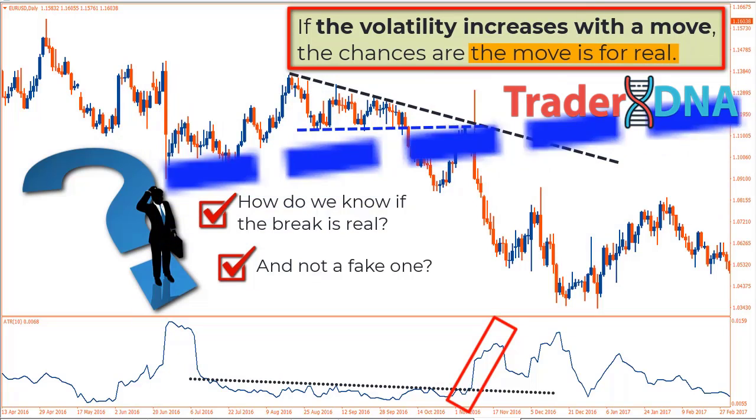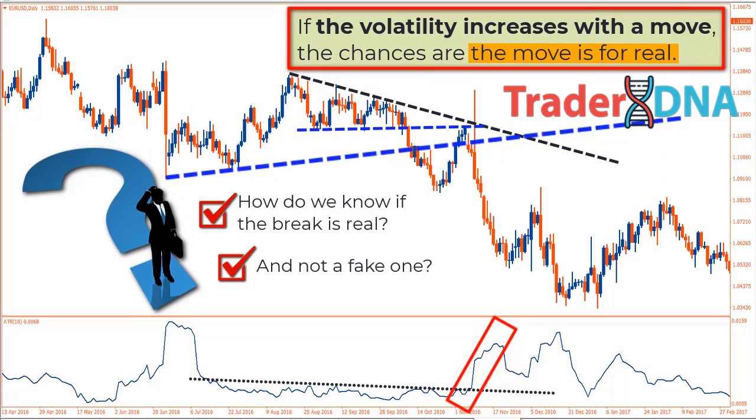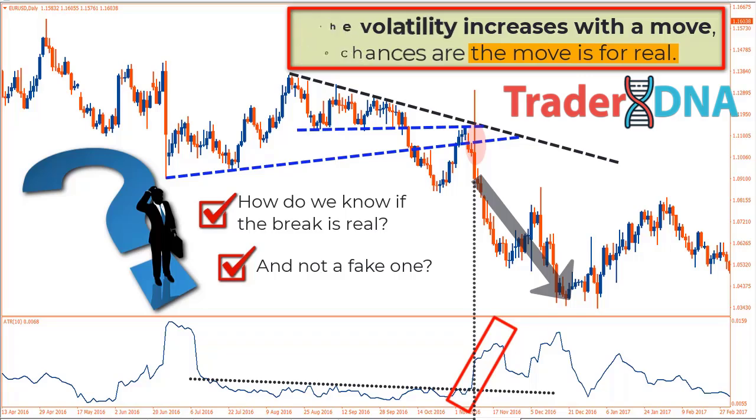In this Euro United States dollar example, we see the ATR broke higher prior to the triangle breaking lower. As such, it was an earlier indication of the new bearish trend to come. Here are other examples of the support and resistance trading strategy with the average true range filter.